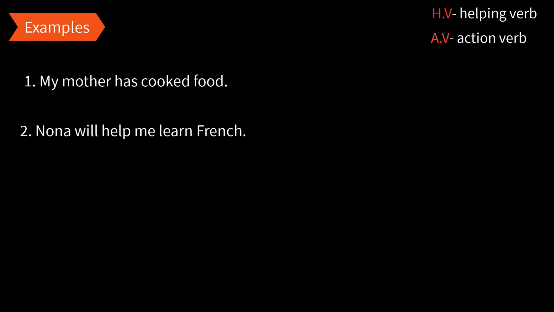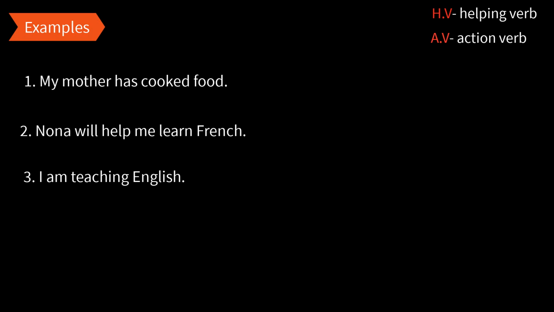Nona will help me learn French. Oh, thank you, Nona. You're going to help me learn French. All right, amazing. So will help is the verb phrase. Will is the helping verb here, the modal auxiliary verb, and help is the action verb. So it together becomes the verb phrase, will help. All right, let's look at the next example.